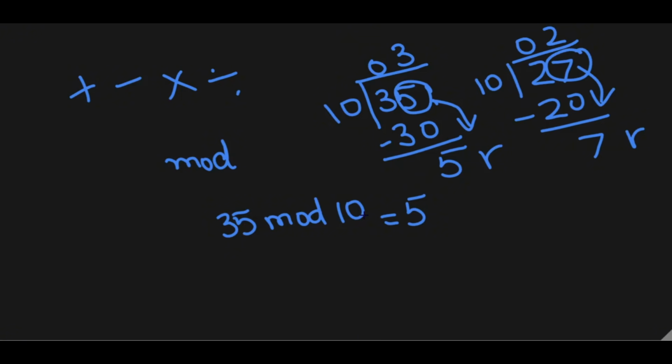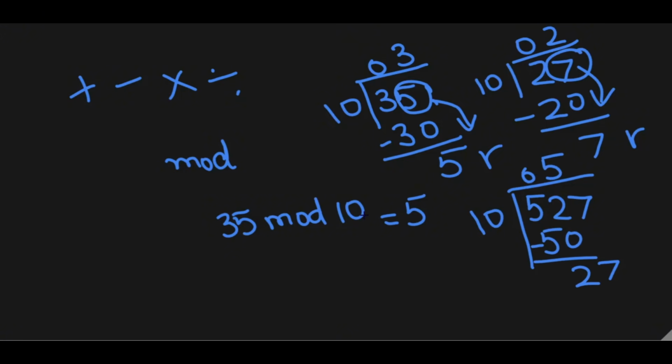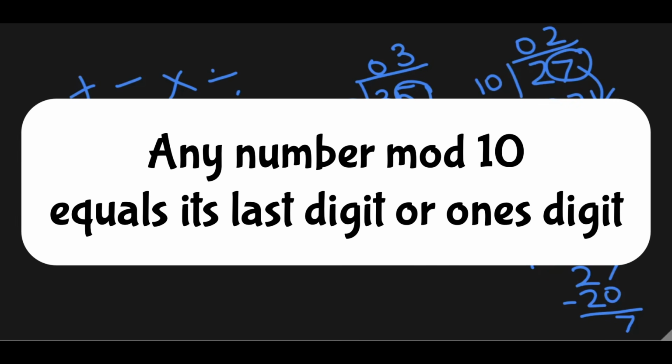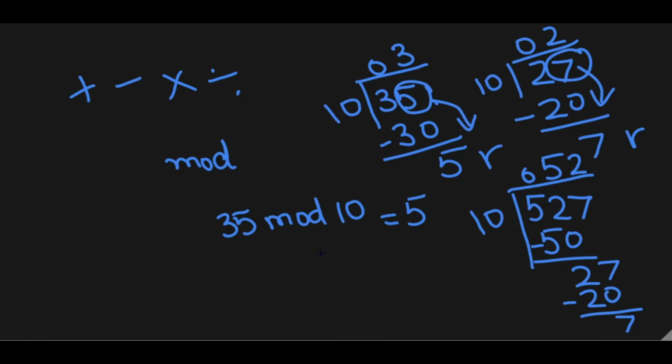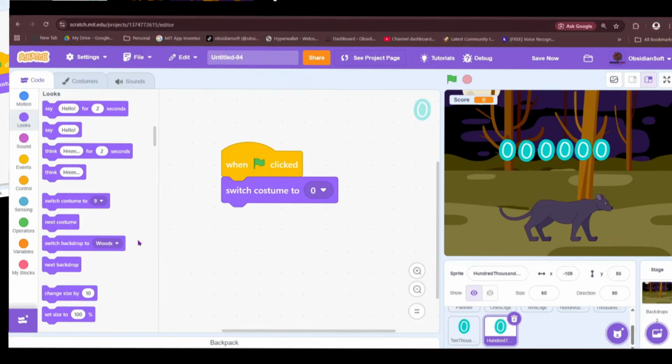So let's take an example of a bigger number. So I'm going to use the number 527, okay? And I'm going to divide it by 10, okay? So 27. The result of taking a mod 10 is always the last digit, okay? So we can implement it in the code too.